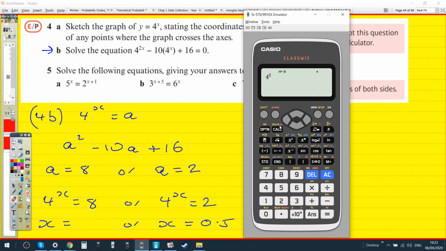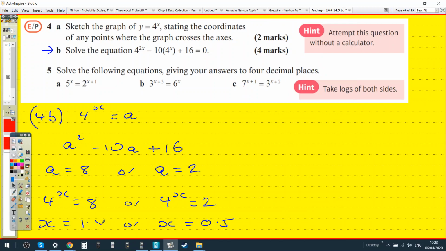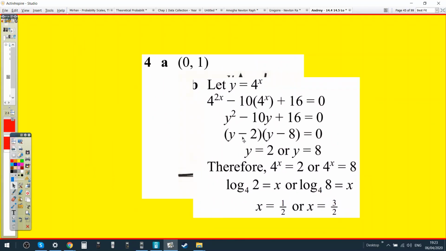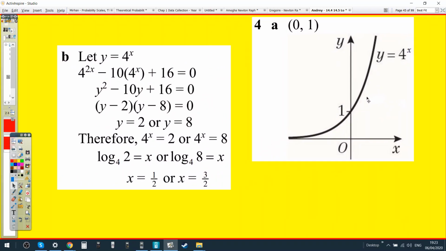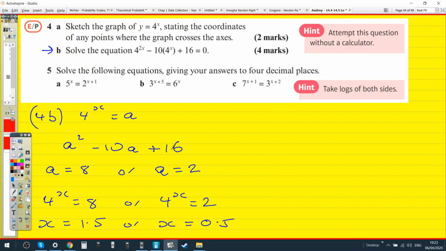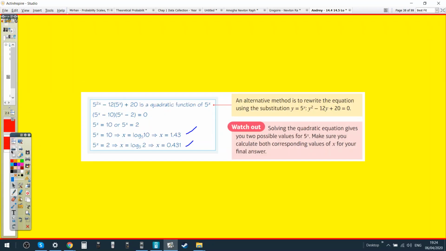Right. So it's 1.5. 1.5. Okay, great. Look at those numbers. So half or 3 over 2, 1.5. Great. Any questions there? No. Okay, let us now go back.